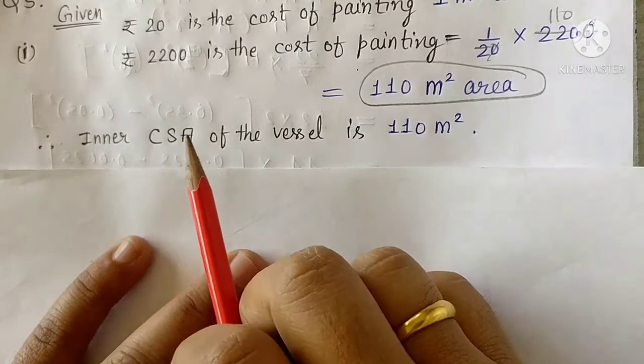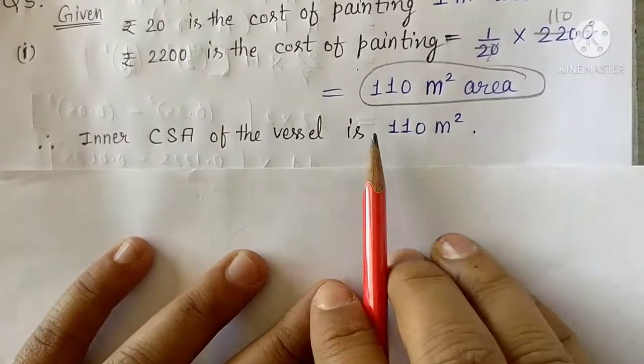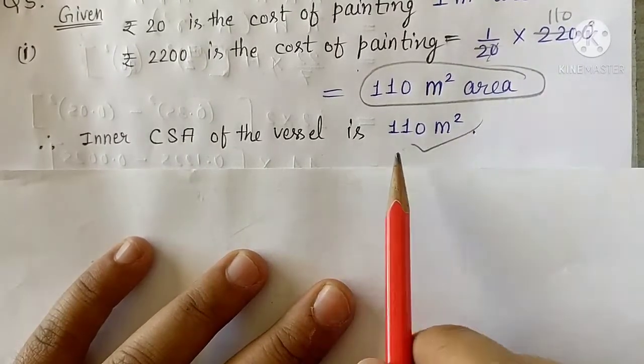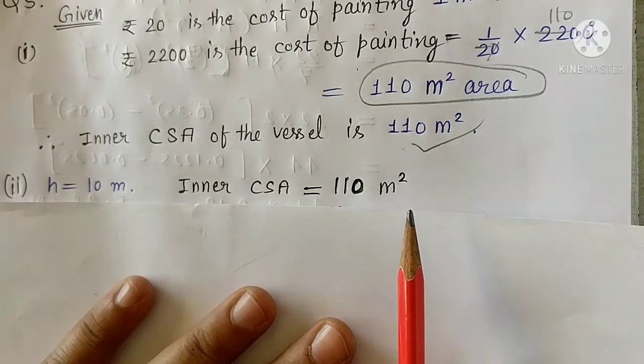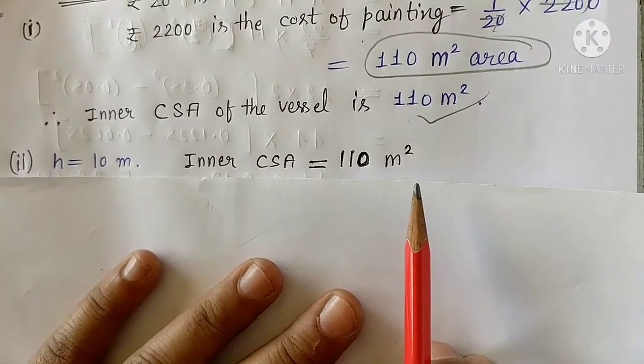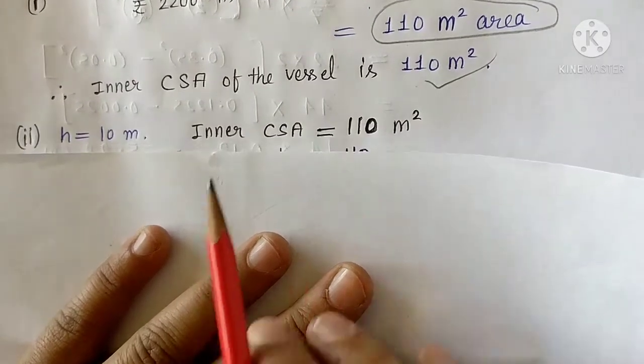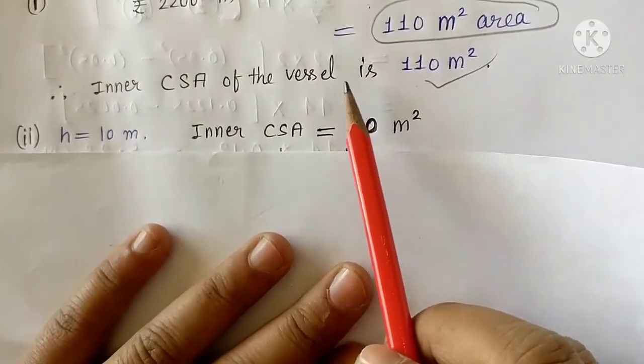Therefore, the inner curved surface area of the vessel is how much? 110 meter square. Now we have to find the second part, in which we have to find the capacity and the radius of the base. We have just found the inner CSA.